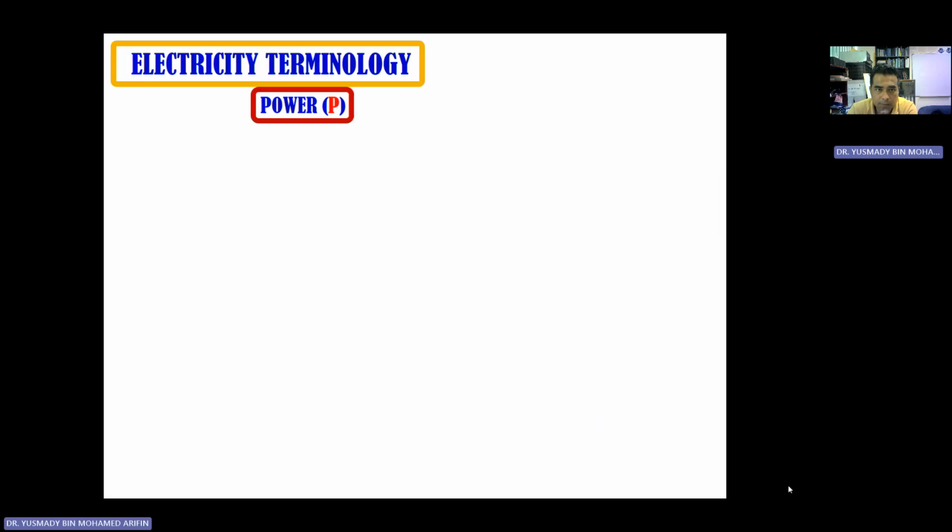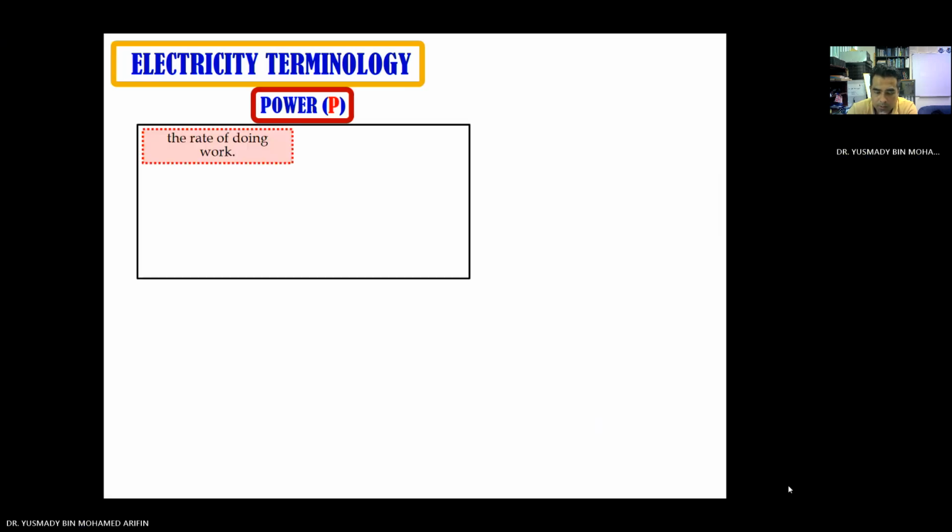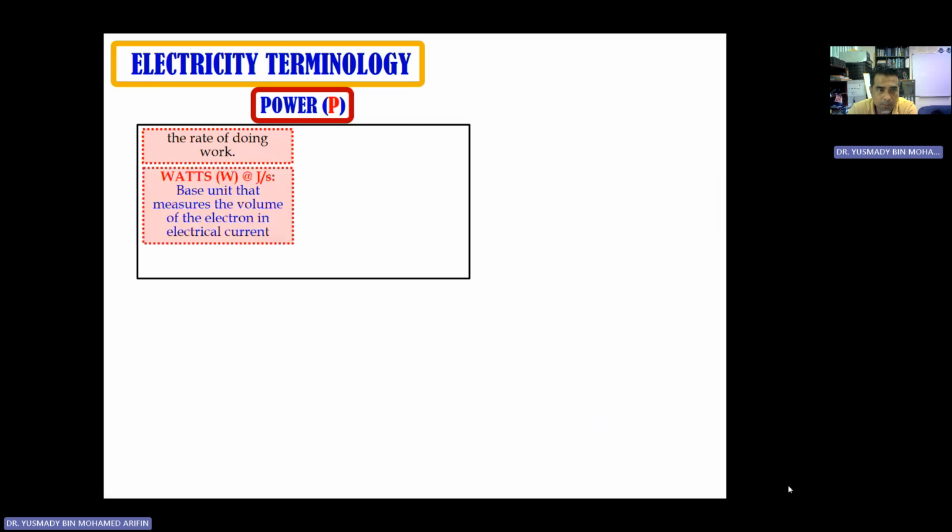Okay, then we have power, represented by the P symbol. The meaning of power is the rate of doing work. In terms of unit, power uses watt as the unit, or joule per second. So this is the base unit that measures the volume of the electron in electrical current.